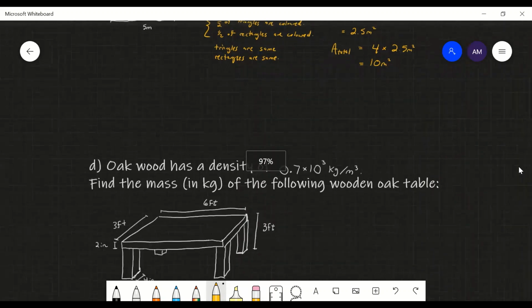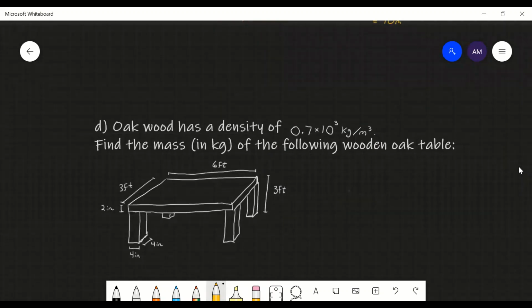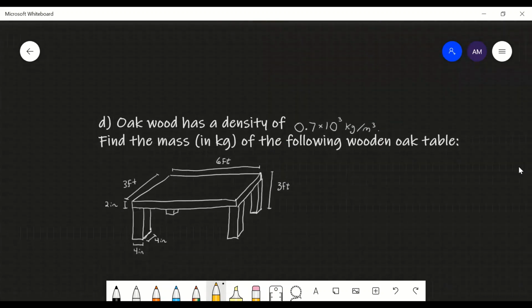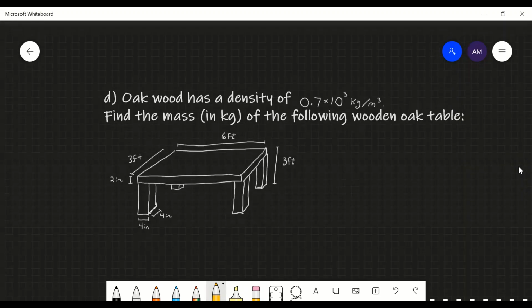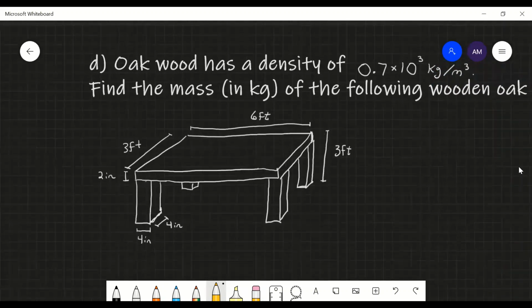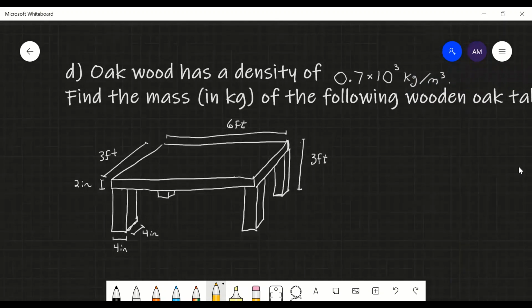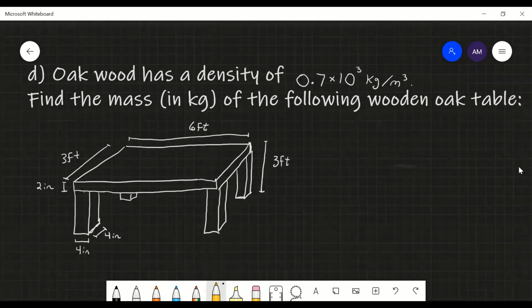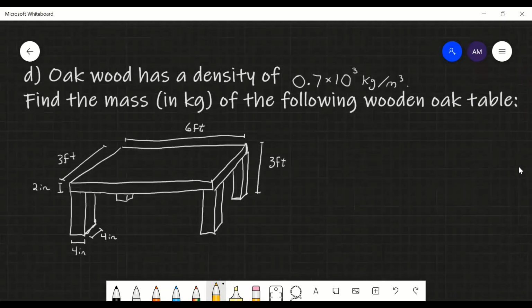Here's the next one. You're given a density of 0.7 times 10 to the power of 3 kilograms per meter cubed. Find the mass in kilograms of the following wooden oak table. So this entire table that's drawn here is made out of oak. Oak has a certain density, which is mass per volume. And I just want to know how many kilograms this thing would be.